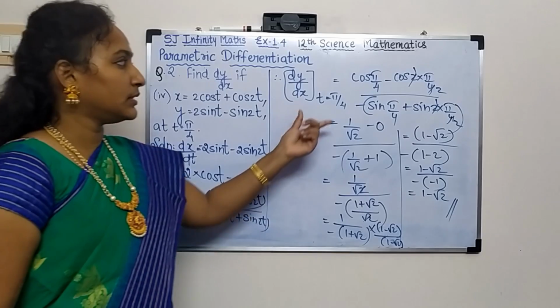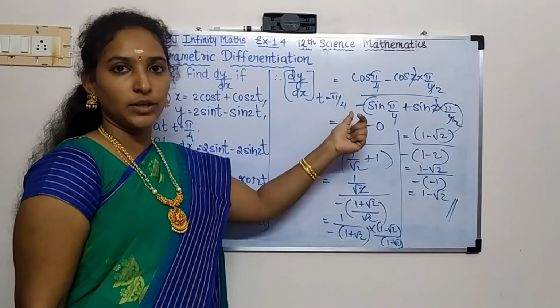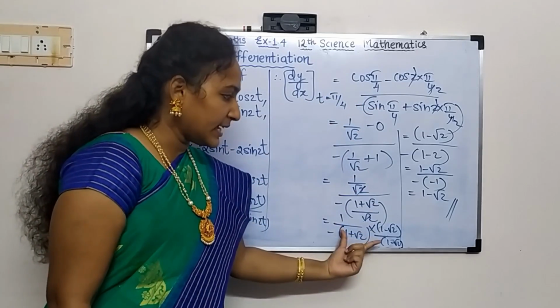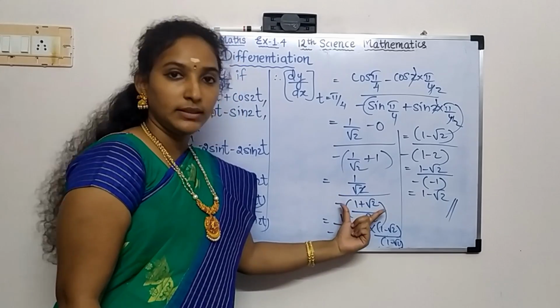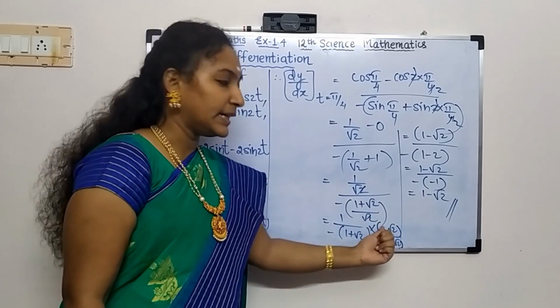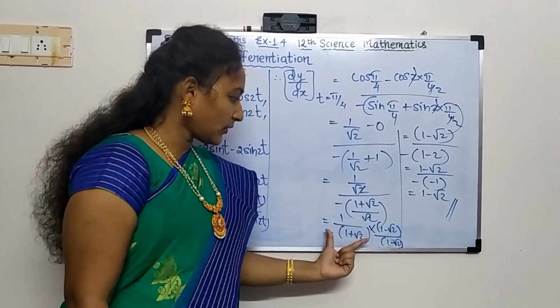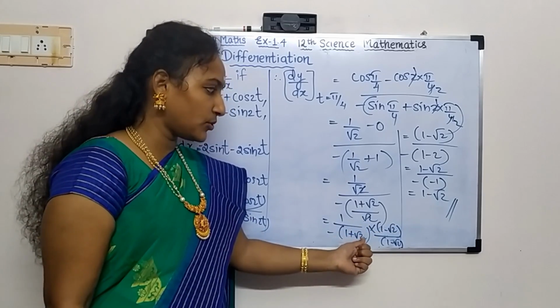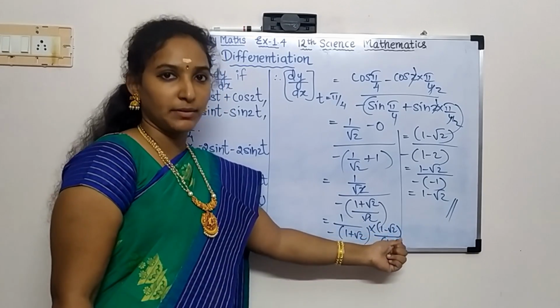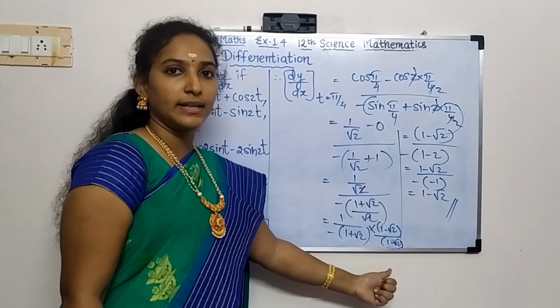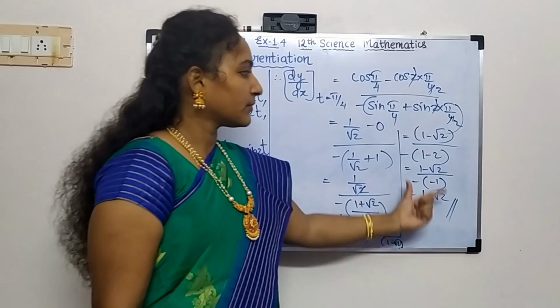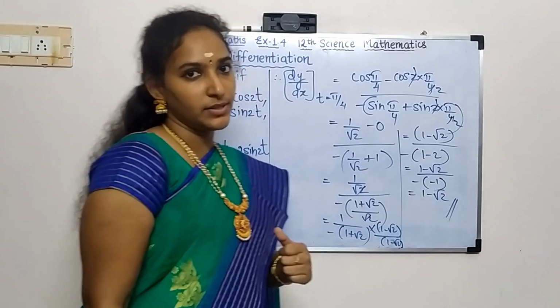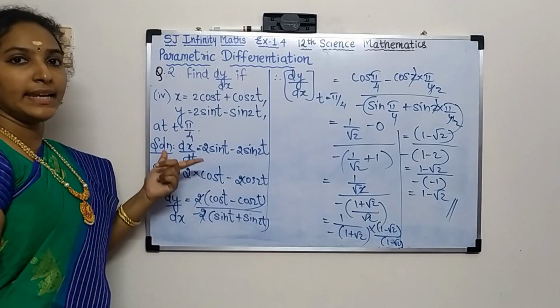Just we have to substitute for t equal to pi by 4. Then once the answer is derived, we have to multiply it with the rational number, that is 1 plus root 2 will be multiplied with 1 minus root 2 in the numerator and denominator. Then we have the answer as 1 minus root 2. Hope you are finding it easy.